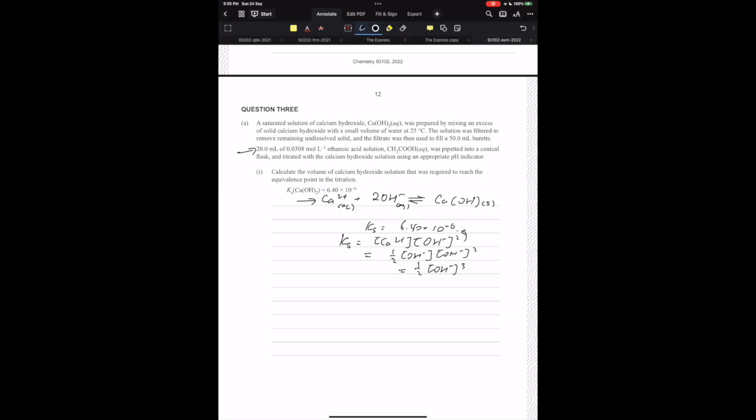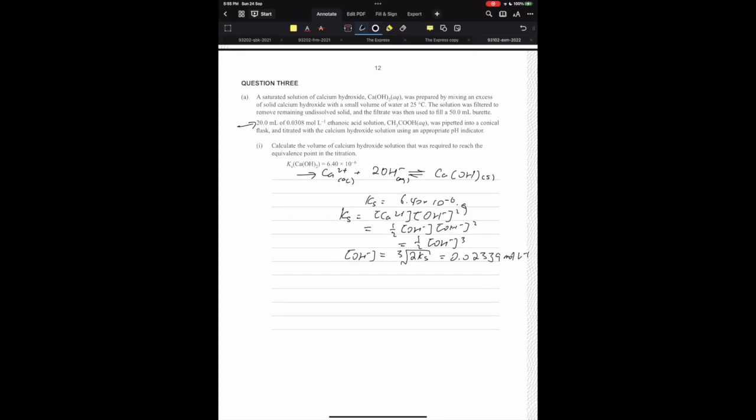So what does that give us? That means that the concentration of hydroxide ions is equal to 2 times the Ks, cube rooted. So if we put this into our calculator, we would have cube root of 2 times 6.4 times 10 to the negative 6. And that gives us 0.0233, oh, that is a terrible looking 2339 moles per liter. So that's the concentration of hydroxide ions.